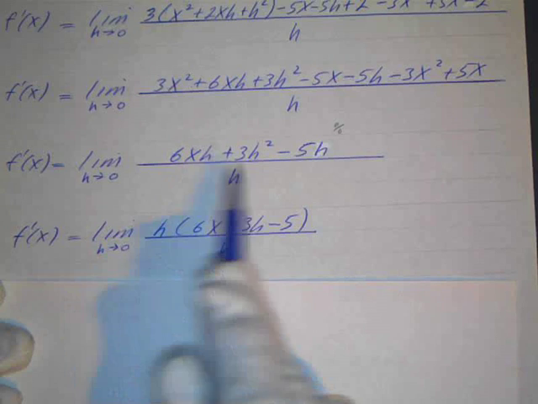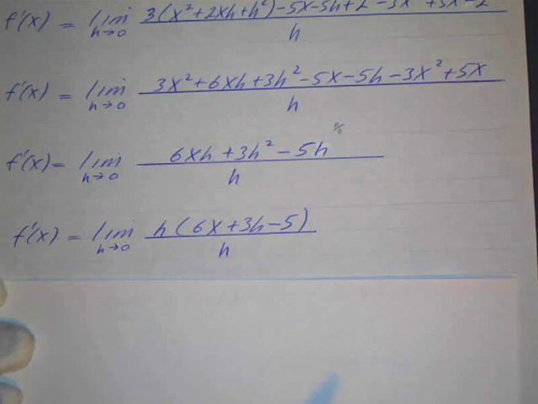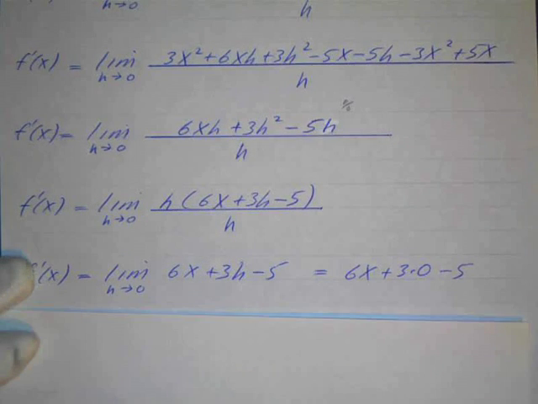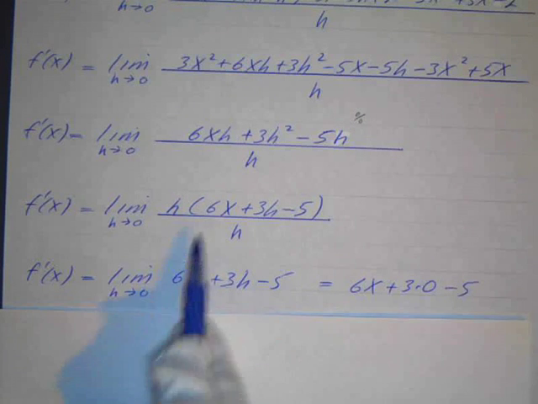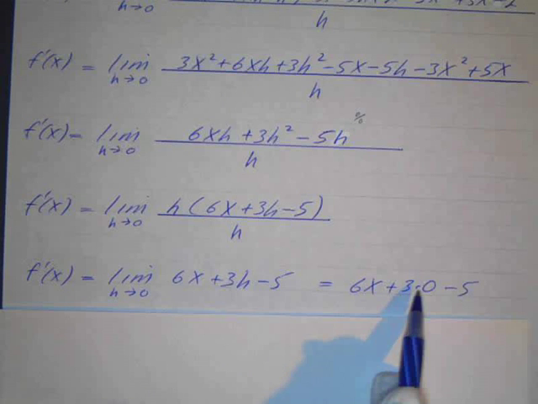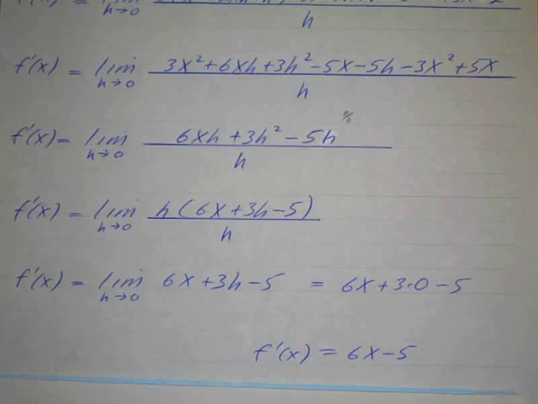And that's going to leave me with 6x plus 3h minus 5. And now h over h is 1. I'm still going to have 0 over 0 until I do that. And once I have that, we're in good shape. This just becomes 6x plus 3h minus 5. I can substitute: 6x, 3 times 0 minus 5, and 3 times 0 is 0, so that just becomes 6x minus 5. And there's your derivative, or the slope, at any point.